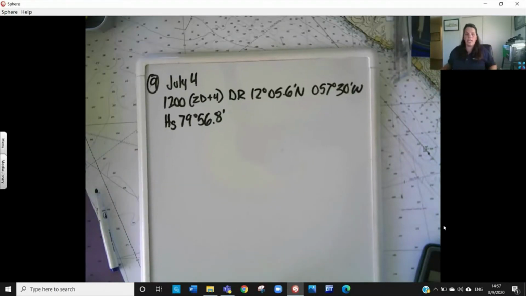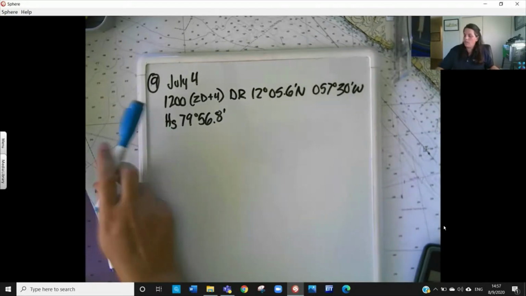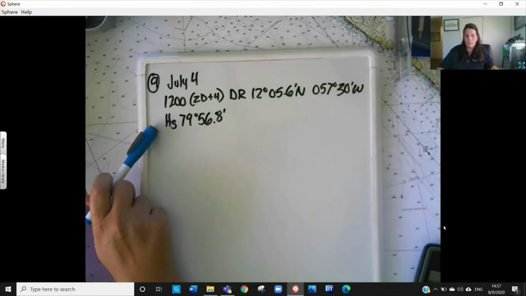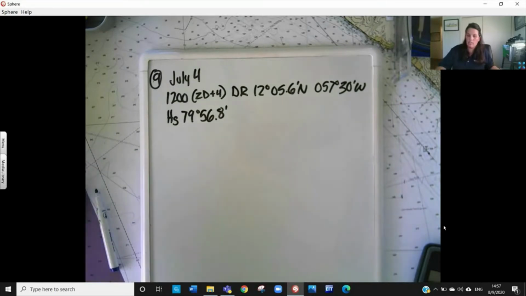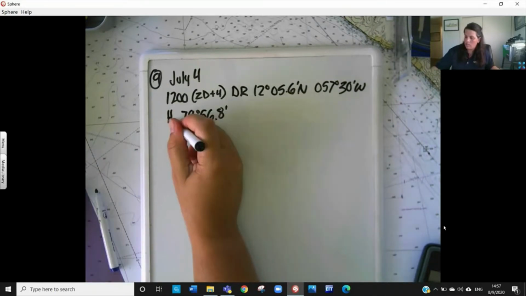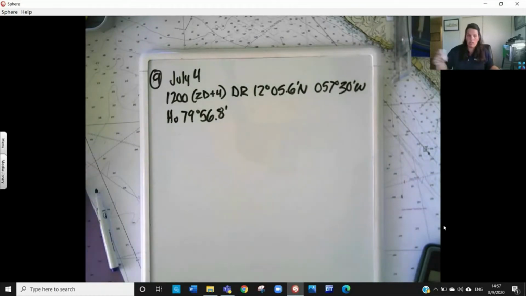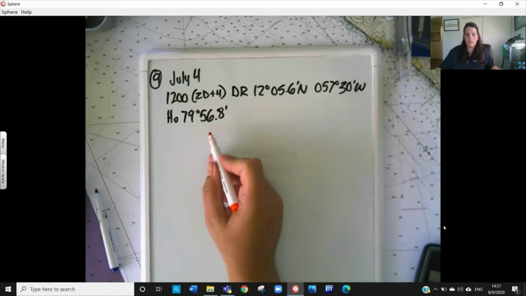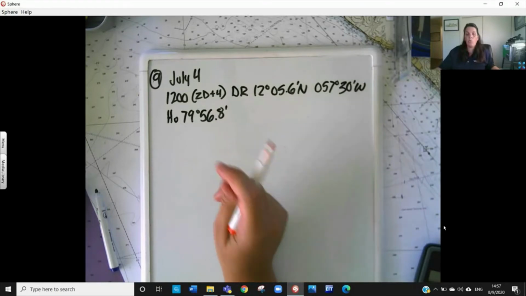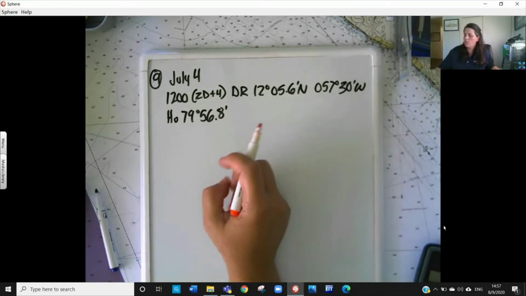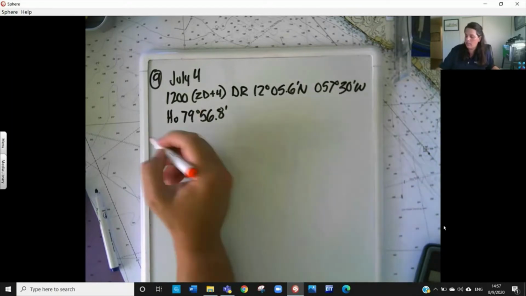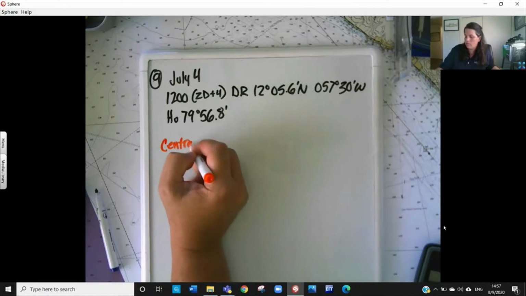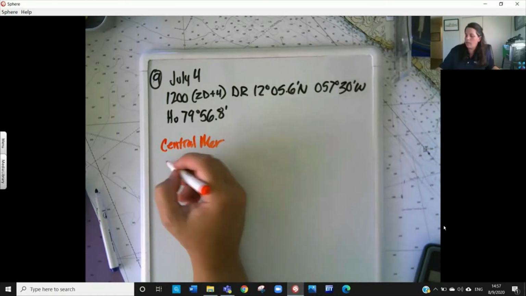Okay, so for number 9, we are given July 4th, a 12 o'clock DR, and our altitude, which should be HO. So I need to correct that again. Okay, so our first step is to figure out when LAN will occur. So we need to see when it will occur at our central meridian and when meridian passage is.